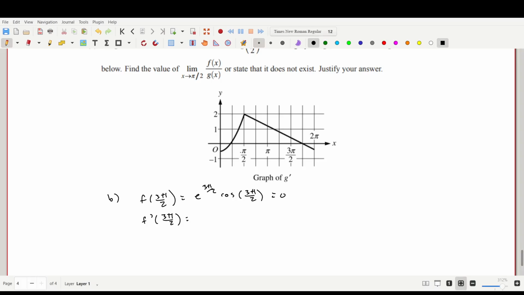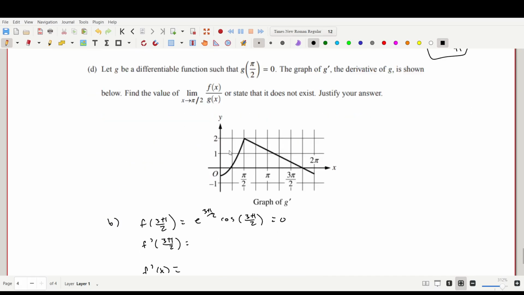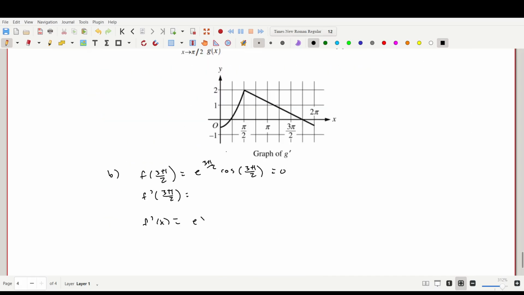And then f prime of 3 pi over 2, well, I've got to find f prime of x, I guess. Product rule, huh? So e to the x cosine x minus sine of x e to the x. And f prime of 3 pi over 2 is e to the 3 pi over 2 times cosine 3 pi over 2, which is 0, minus sine of 3 pi over 2 times e to 3 pi over 2. That's 0 minus, sine of 3 pi over 2 is -1, so 0 minus -1 times e to 3 pi over 2. So e to 3 pi over 2.